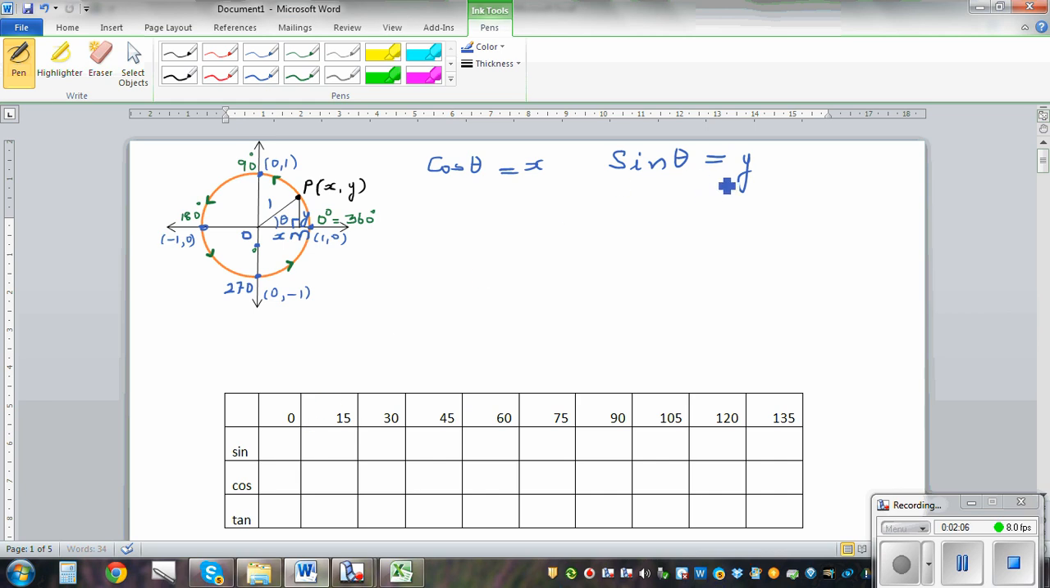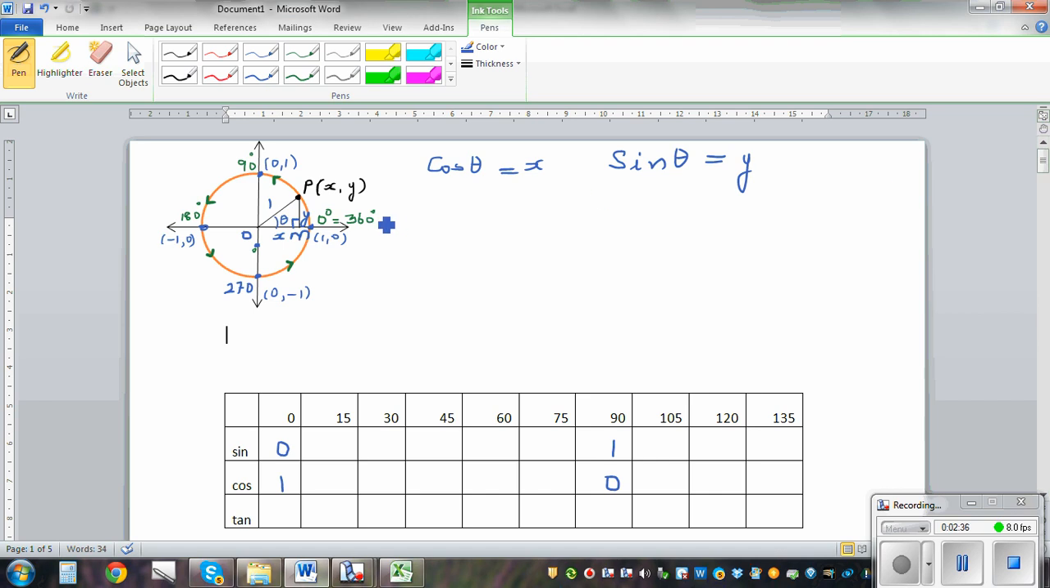So by just looking at this, we can fill in. So sine 0, you're looking at the y coordinate. That means you're looking at this point. So what's the y coordinate? It is 0. So let's only fill the sine. When it is 90 degrees, what's the y coordinate? It is 1. For cos, you're looking at the x coordinate. So cos 0, the x coordinate is 1, and cos 90 is 0. Okay, so let's move on.